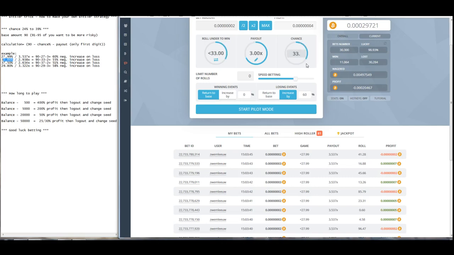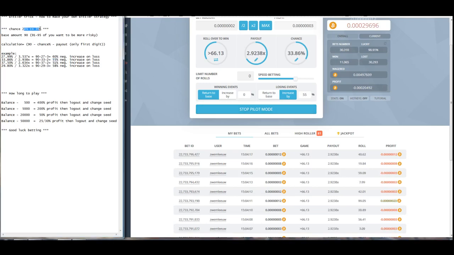So this time it's 33.86, with a payout of 2.9. So that would mean a 55 increase. And you're going to constantly do that, and eventually, step by step, you're making a profit and making a profit and making a profit. And you can do this with any number in this area over here.